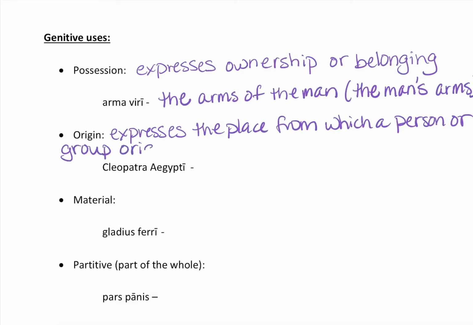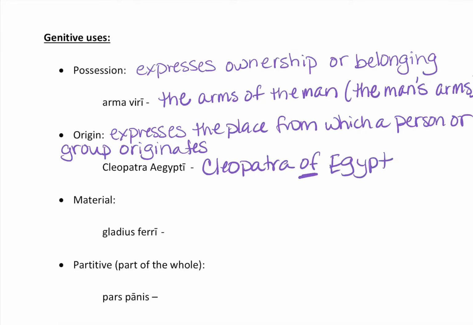That's why it's called genitive of origin. Now, if we were going to talk about Cleopatra Aegypti, right? Cleopatra Aegypti, Cleopatra of Egypt, you would use the genitive case. And remember, we've got the "of" right there. So what's in the genitive is this word right here, Aegypti, just like viri is also in the genitive.